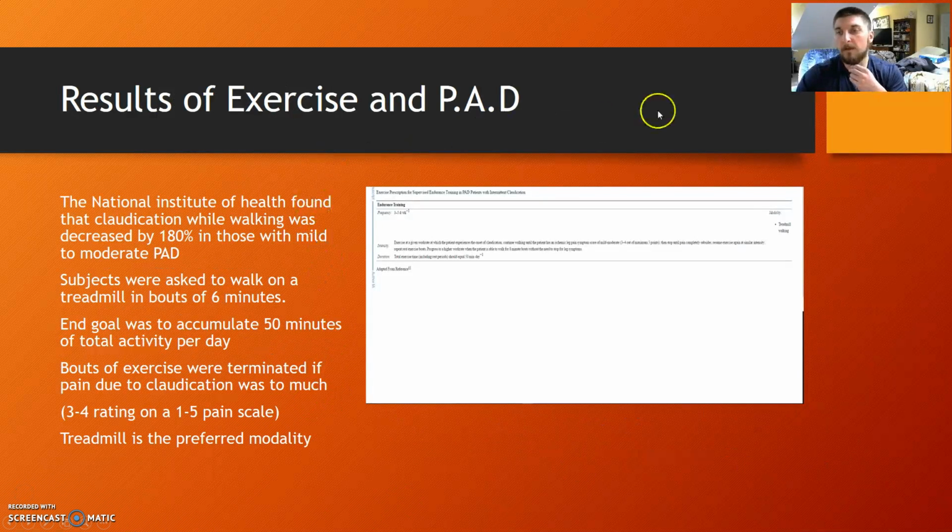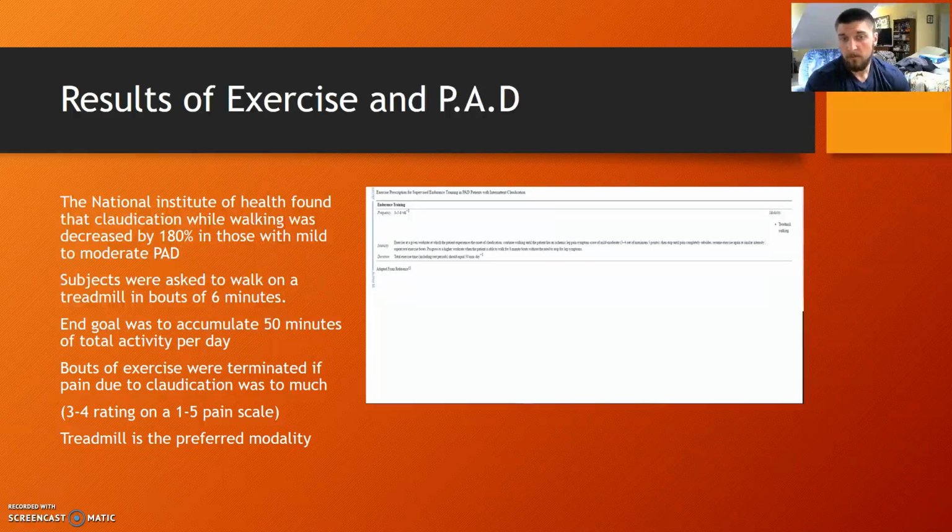My apologies for how small this table is, but I kind of lost a little bit of it in the screenshot. But it's right out of a case study done by the National Institute of Health, and basically they took a group of 150 individuals with mild to moderate PAD and asked them to walk at a moderate intensity pace, so 40 to 60% of the max heart rate. The goal was to do it in 6-minute bouts and accumulate a total of 50 minutes.